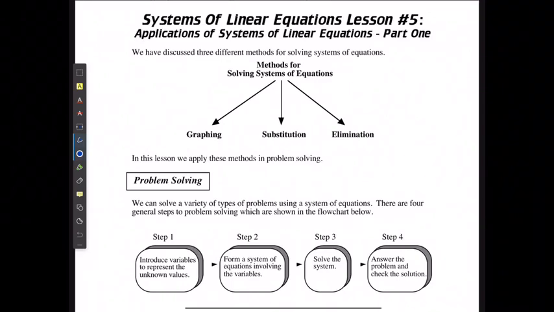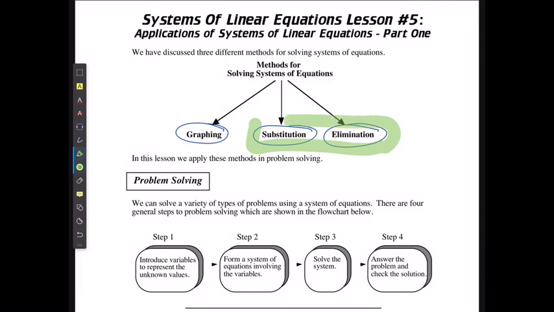Okay, so the last part of the systems of equations is going to be doing the application where we're combining all of the different parts of what we've already done. So we know that we have three methods for solving. We can either graph, we can substitute, or we can eliminate. Remembering that if it specifies that we're doing it algebraically, that just means elimination or substitution.